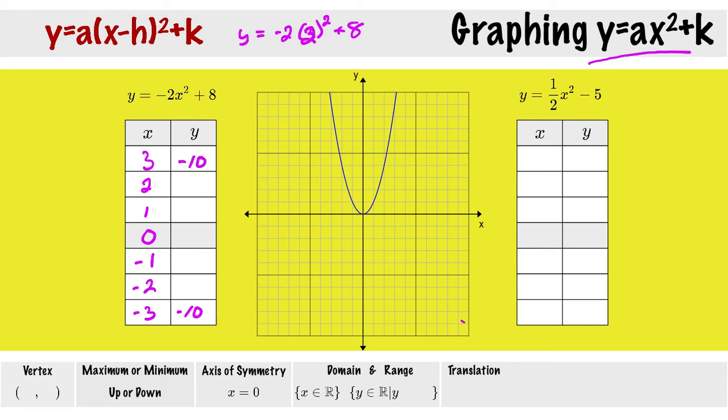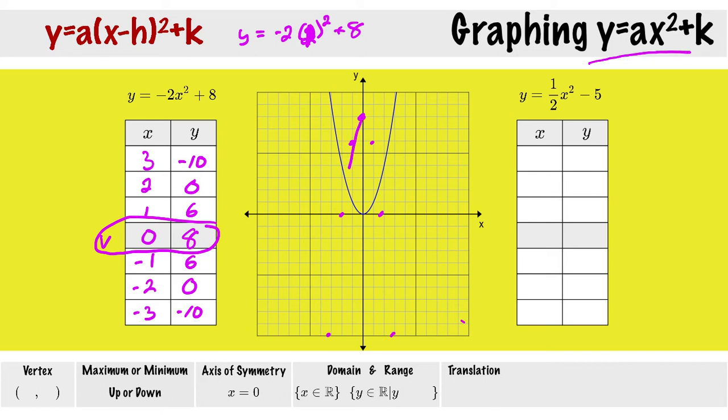Subbing in 2. 2 squared is 4. -2 times 4 is -8. Plus 8 is 0. Subbing in 1. 1 squared is 1. -2 times 1 is -2. Plus 8 is 6. And if I sub in 0, I'll get 8. So our new vertex is 0, 8. Plug in our values, 1, 6, using the mirroring effect, 2, 0, 3, -10.